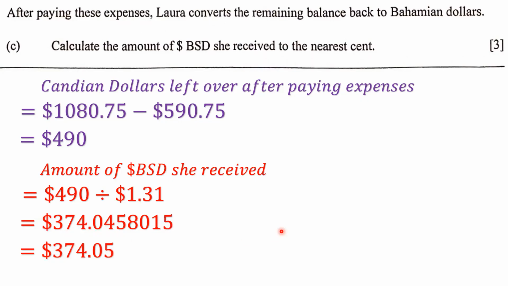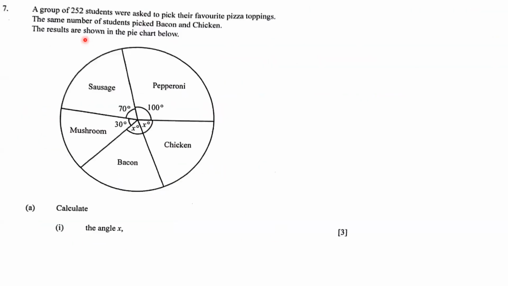Okay, let's move on to the next question. It says a group of 252 students were asked to pick their favorite pizza topping. The same number of students picked bacon and chicken. The results are shown below. So bacon and chicken are both X because the same number of students that picked bacon picked chicken. So it's the same amount. So they want us to figure out what is angle X.